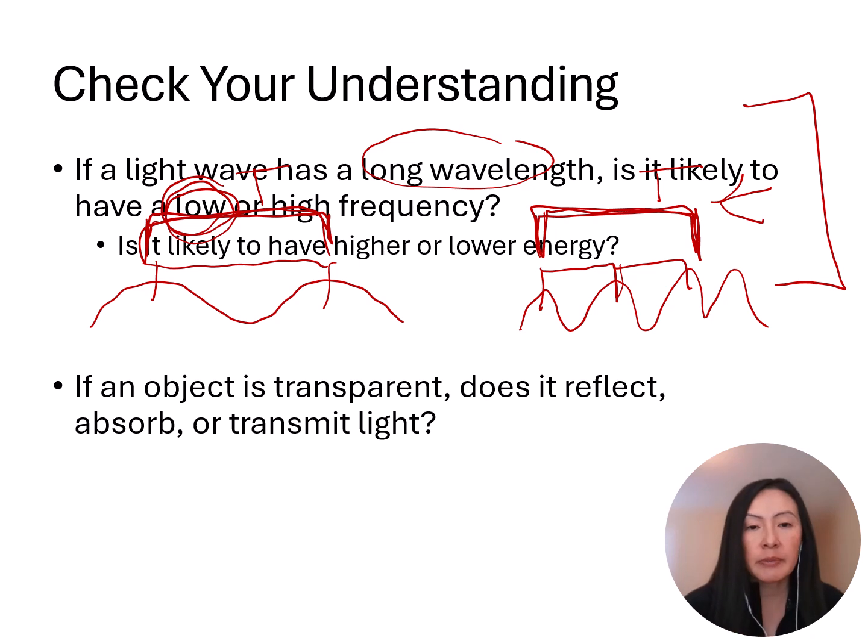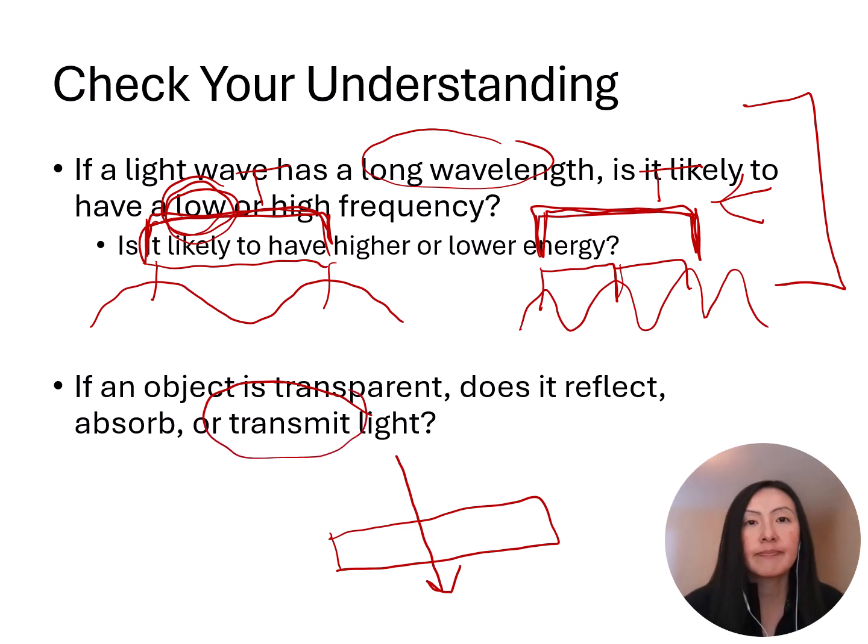Down here, if an object is transparent, if it's transparent like glass or plastic, light is going to go through it, right? Which one is that? Reflect, absorb, or transmit? That is transmittance.